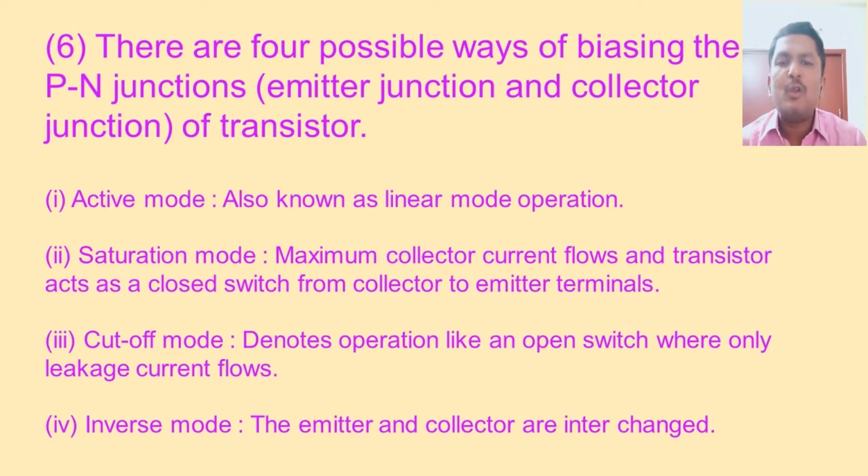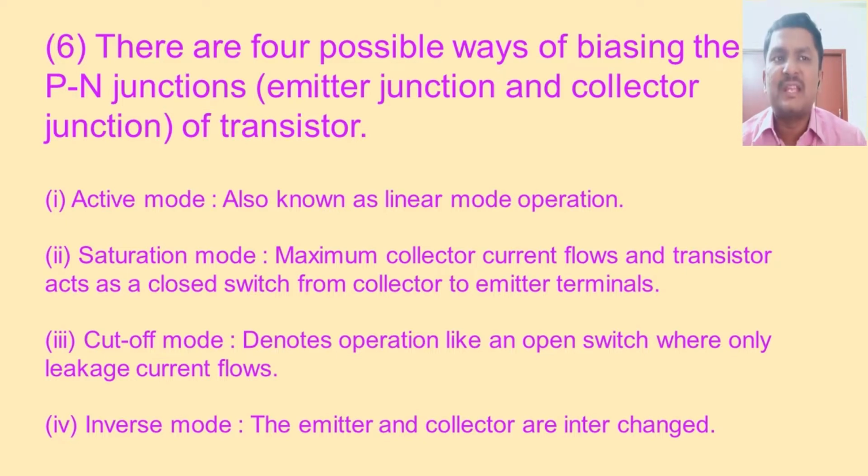There are four possible ways of biasing the two PN junctions of a transistor. A transistor has two PN junctions. One junction is named as base emitter junction and another junction is named as base collector junction. Actually, there are four possible ways of connecting the two PN junctions of a transistor.